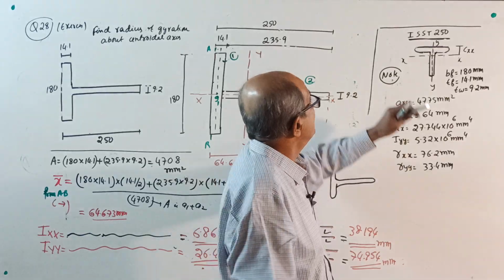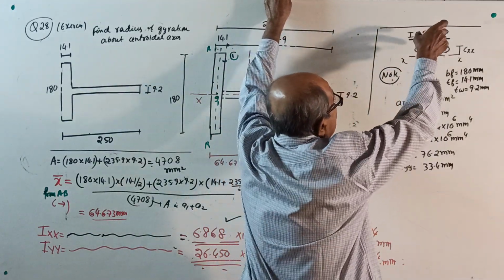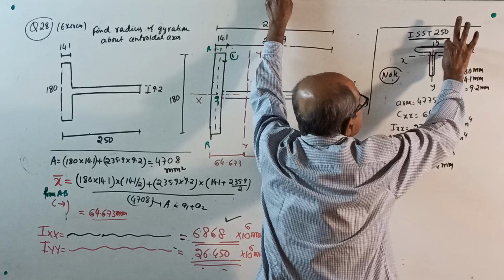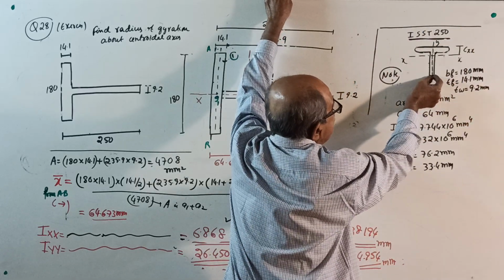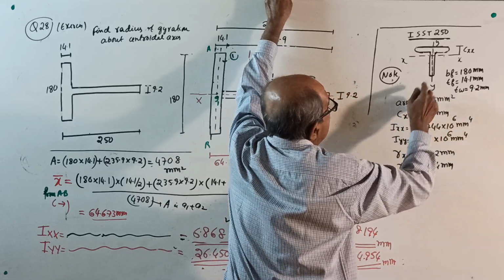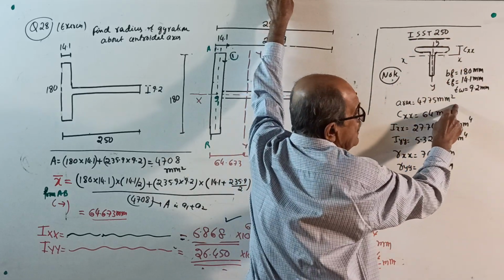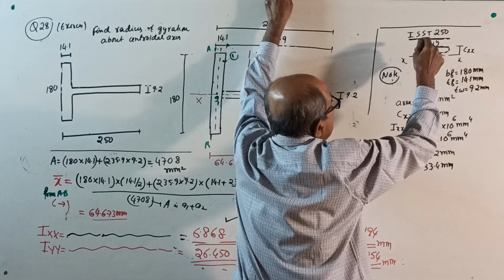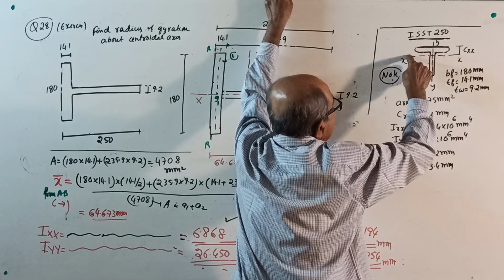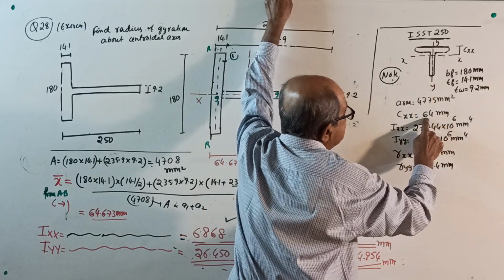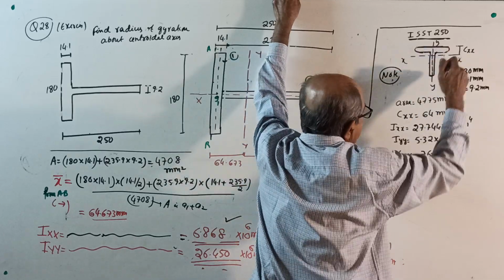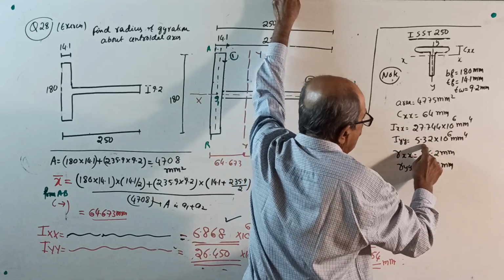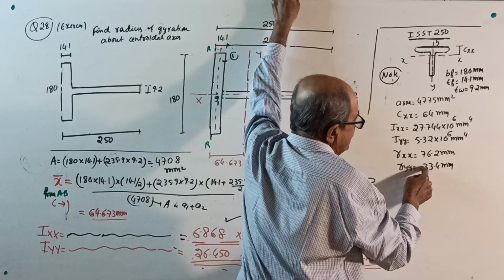In the handbook, the properties given: the width of flange is 180 millimeter, thickness of flange 14.1, thickness of web 9.2, and total area 4775 mm square. YY is the symmetry axis; XX you have to locate. The centroidal distance of XX from here they told is 64 millimeter. I about XX is 27.744 into 10 to the power 6, I about YY is 5.32 into 10 to the power 6. Then they told RXX, RYY.